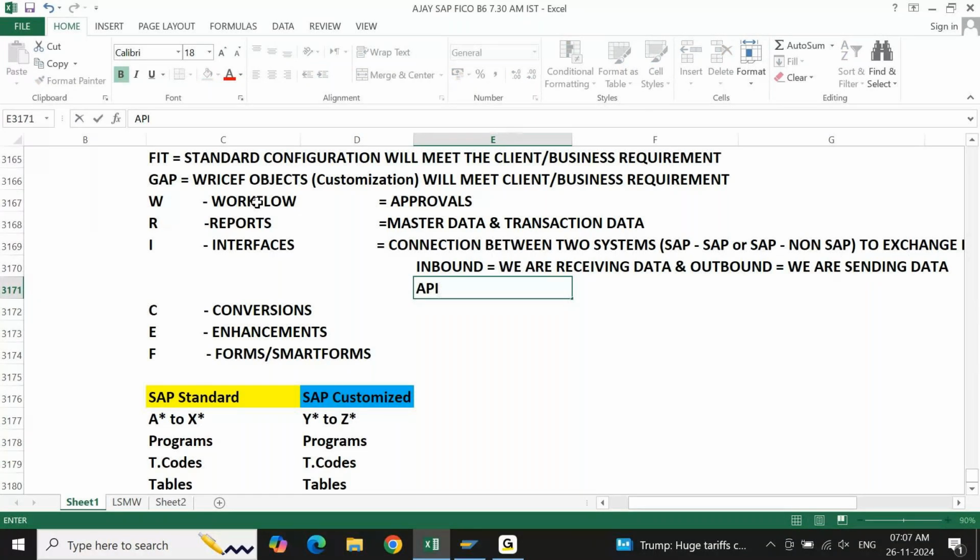Middleware system. Advanced Program Interface. Full form of API? Advanced Program Interface. That's program interface. No. Application Program Interface. Usually, whenever somebody is talking about interfaces, the most commonly used terminology is API.